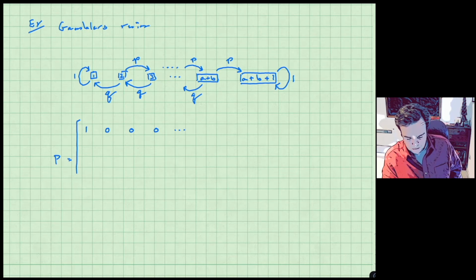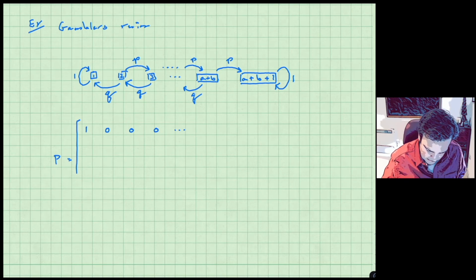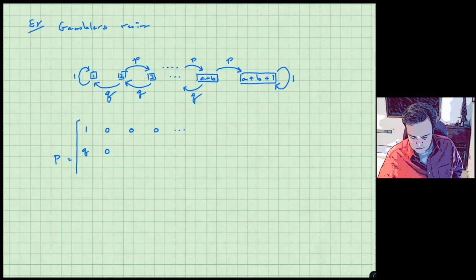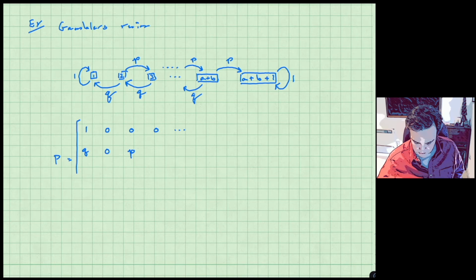Now let's look at row number 2. That means you're in state number 2. What are the transition probabilities? You could go from state 2 into state 1, and that happens with probability Q. Could you go from state 2 to state 2? If you think about it, you can't. There's no arrow that goes from 2 back to 2. But what about going from 2 to 3? That you can do, and that has probability P. And then that's it. Q and P add up to 1, so we've got zeros after that.